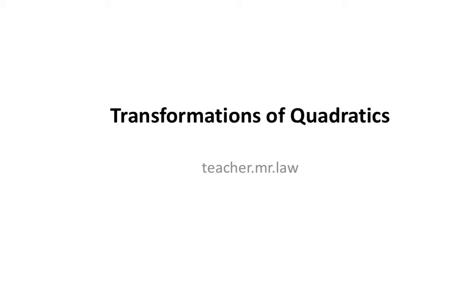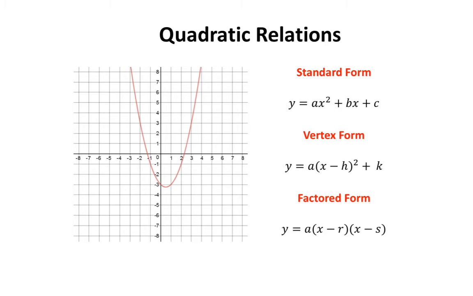In today's lesson, we'll be learning about transformations of quadratics. If you recall, a quadratic relation can take on three different forms: standard form, vertex form, and factored form. In standard form, the a value told you if the parabola was opening up or down, and the c value told you the y-intercept.